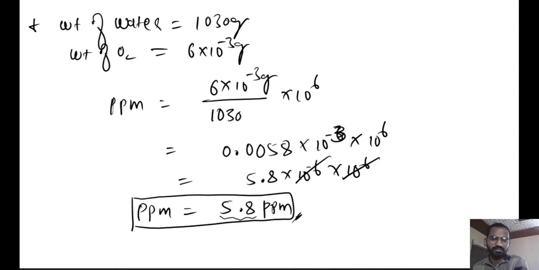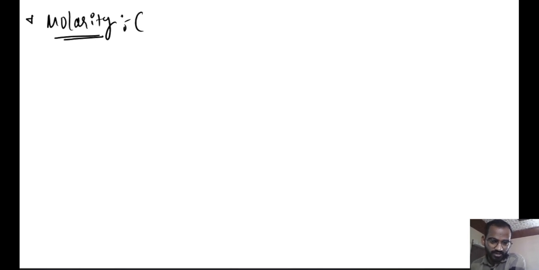That is the parts per million example. So this is about parts per million. I hope this is understood for everyone. Next, we have two more concentration terms to discuss. One is molarity, a very important concentration term, represented by capital M.